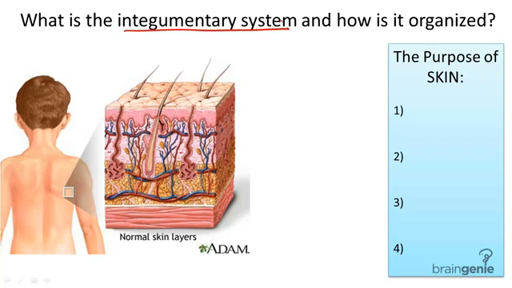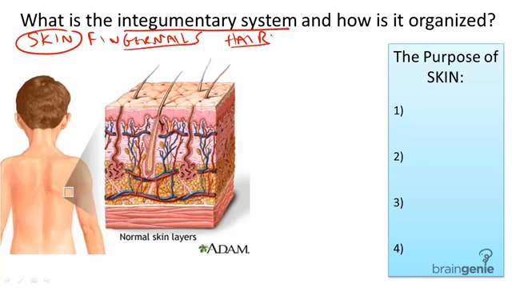So what is the structure and function of the integumentary system? Well, the integumentary system is basically made up of your skin, your fingernails, and your hair. And for the purposes of this video, we're going to go through the structure and function of the skin. You can check out fingernails and hair in another video.